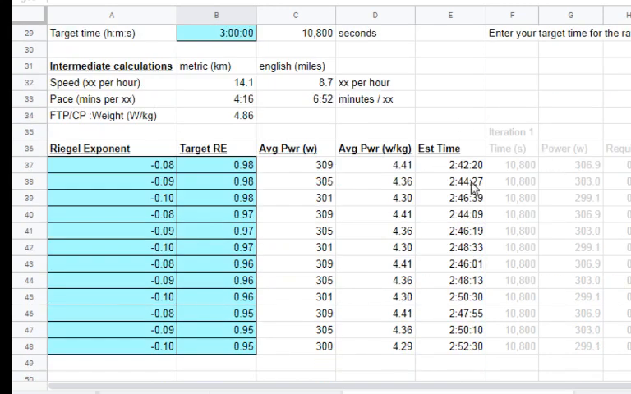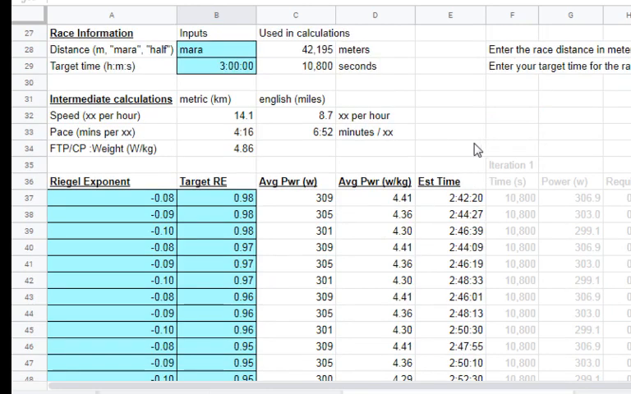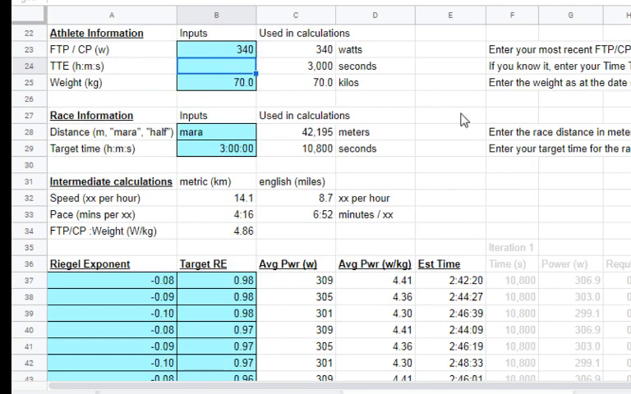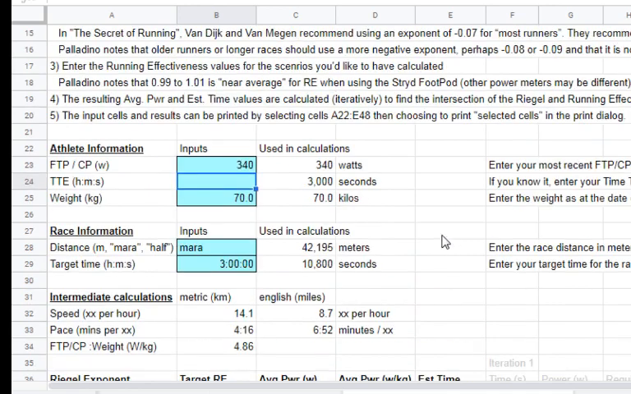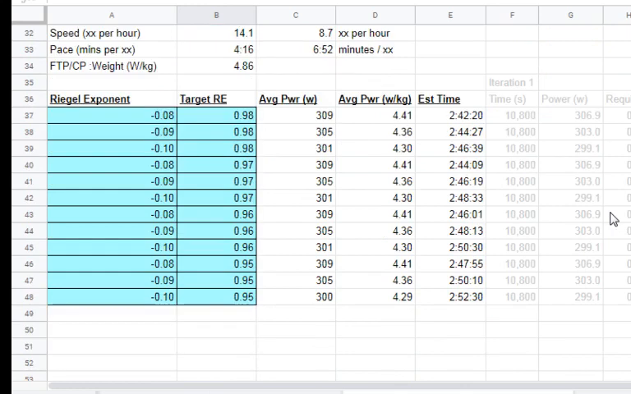340. Now I'm seeing a lot of good numbers down here, all the way down. So if he gets his CP up to 340, then there's a good chance that he gets to 2:50. I mean, it's a really good chance, even at a running effectiveness of 0.95, 0.96, a really good chance that he is going to be able to get that 2:50. 340 is a 9.5% improvement over his current 310.